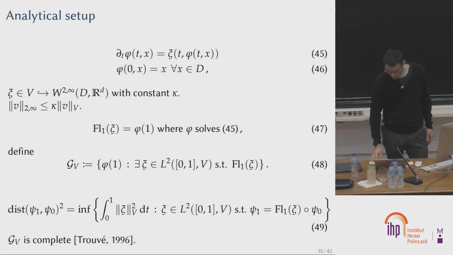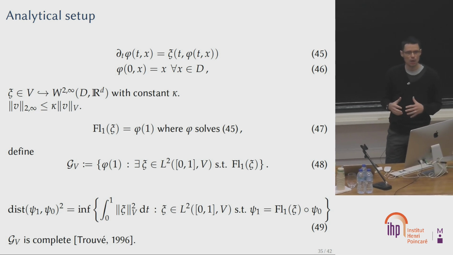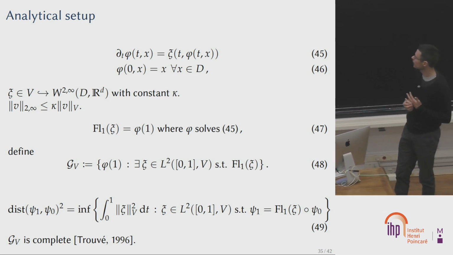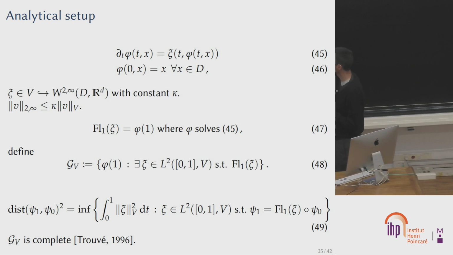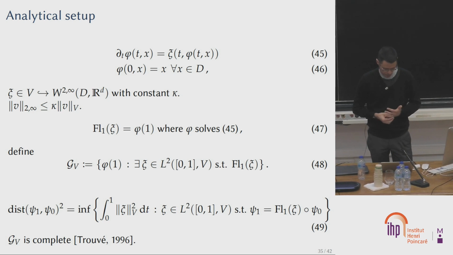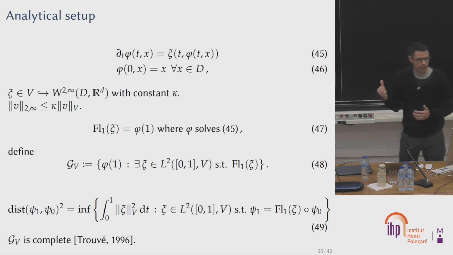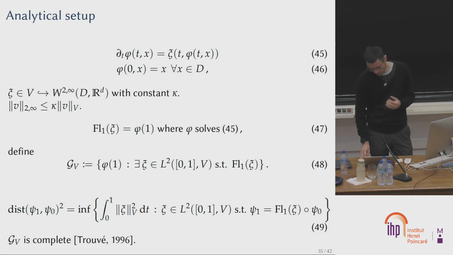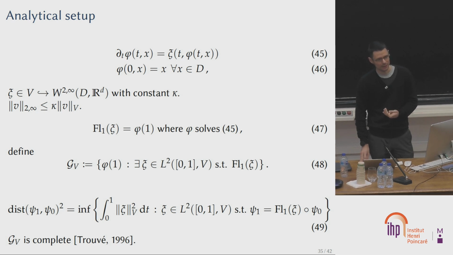And now you can look at the group of all these flows at time 1. It was proven a while ago by Trouvé that this set of flows forms a metric space which is complete under this right-invariant distance. What I mean by right-invariant distance is, by definition, just the L2 norm in time of the norm of the vector field in the reproducing kernel Hilbert space.